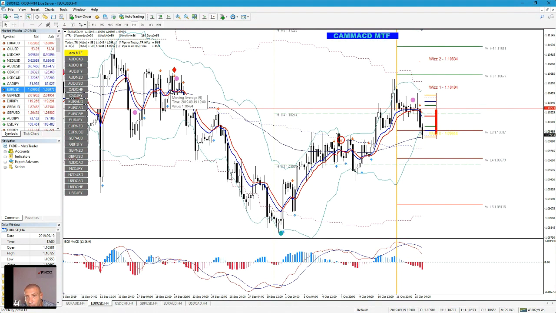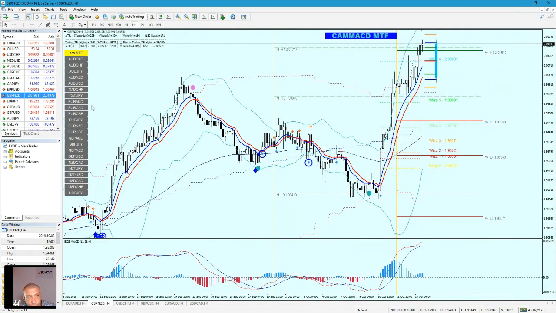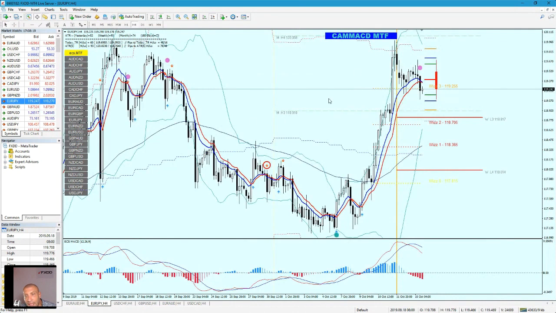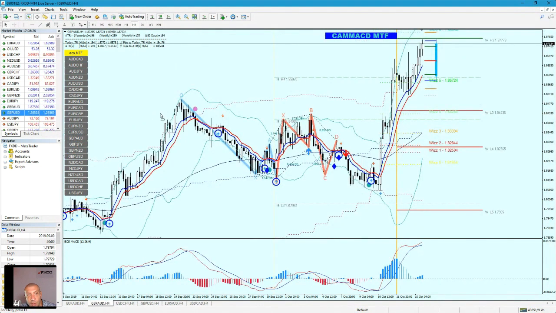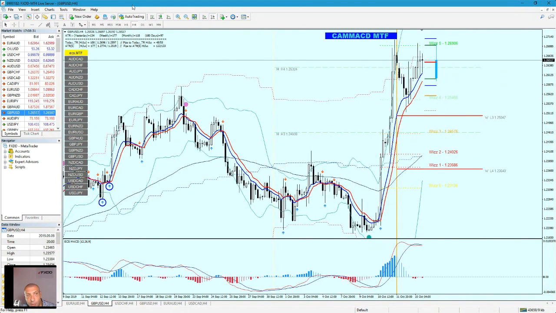Euro dollar, yeah, it's dropping now, but I don't see any entry right now. All GBP crosses are extended to the upside, so I want to see a pullback before I make a new long trade opportunity. GBP dollar also going up without any substantial pullback.